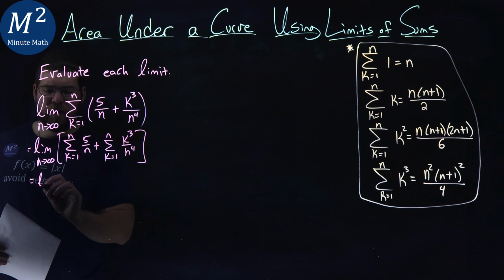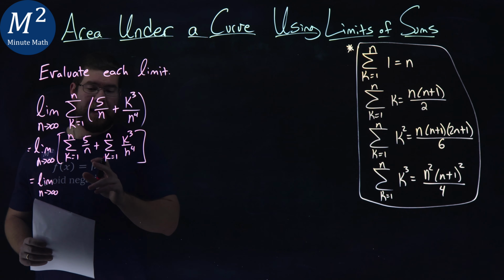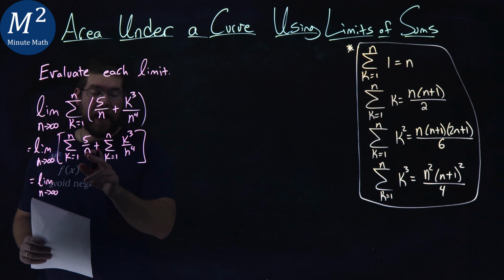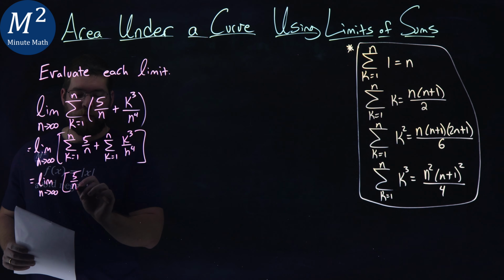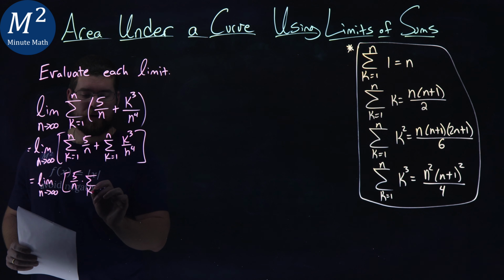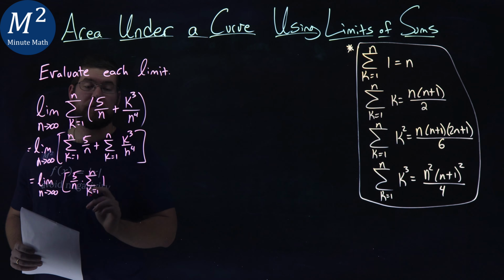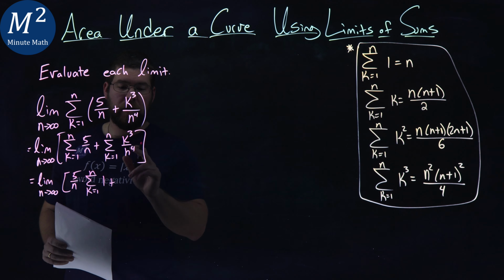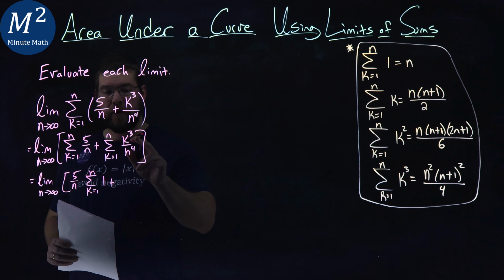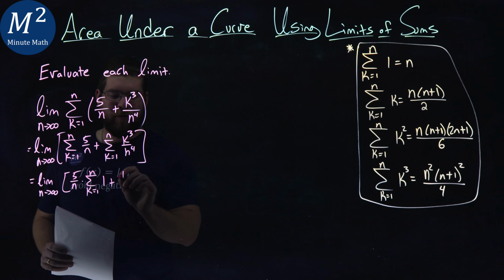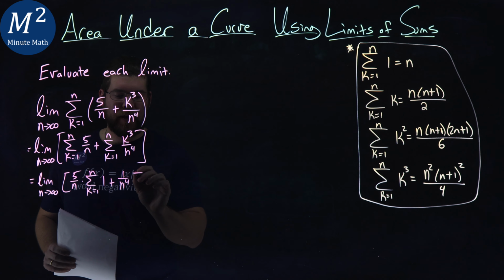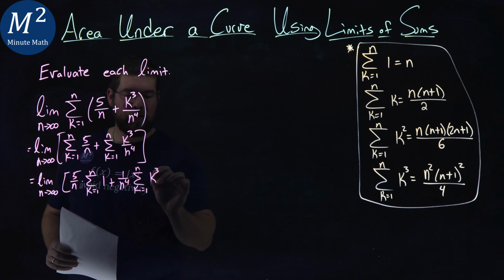We'll keep on going. We have the limit now as n approaches infinity of, we can pull out what we can here. The constant 5 and the n here can be pulled out in front of that sum: 5 over n times the sum, what's left over, from k equals 1 to n of just a 1. Plus, same thing, what can we pull out? Not a k, the n to the fourth power right here. So we have 1 over n to the fourth pulled out, and then we have the sum from k equals 1 to n of k cubed.